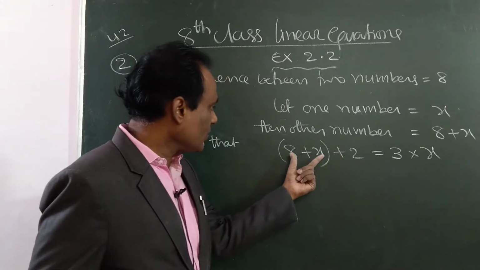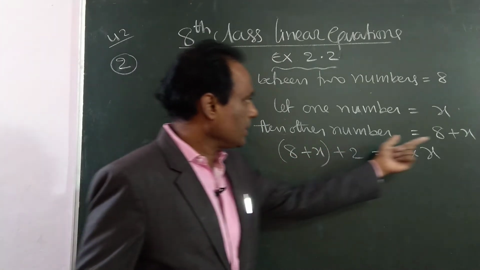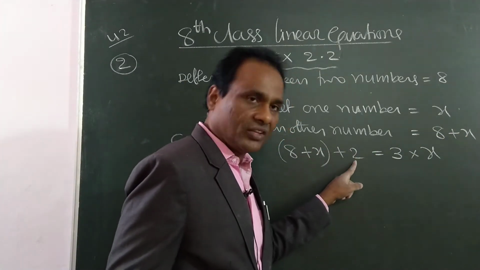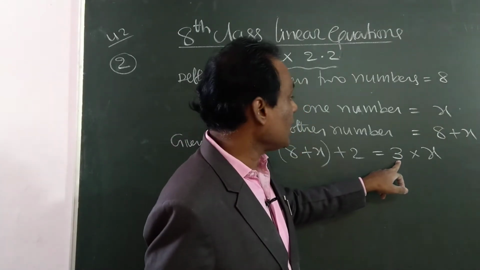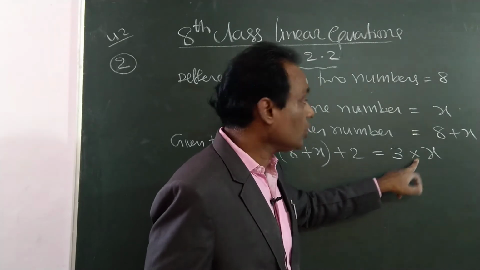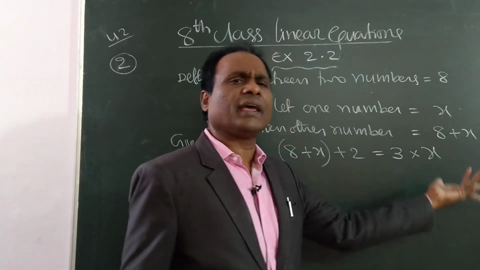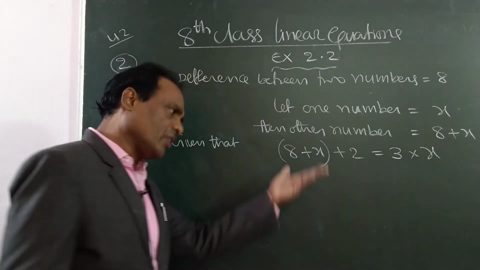2 is added to the bigger number. This bigger number, what is added? 2 is added. Is equal to what? 3 times means 3 into the smaller number. What is the smaller number? x. That's the problem.